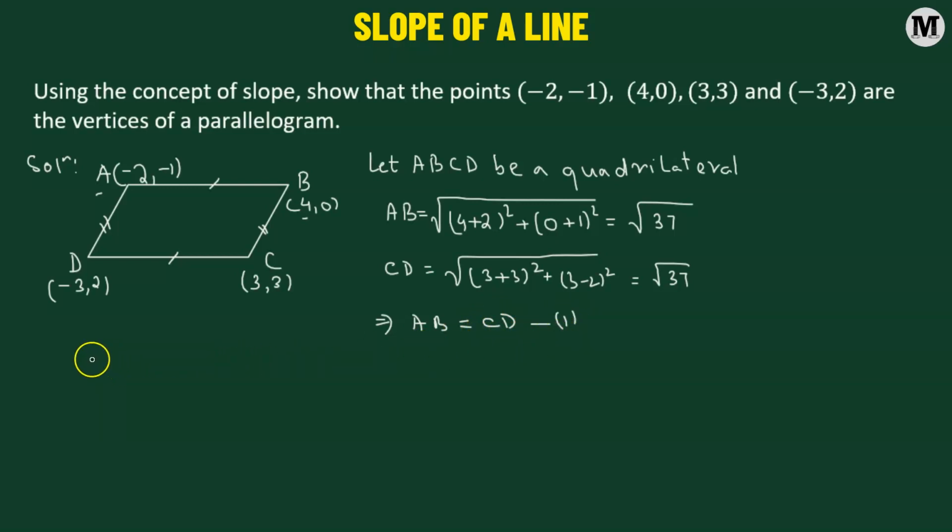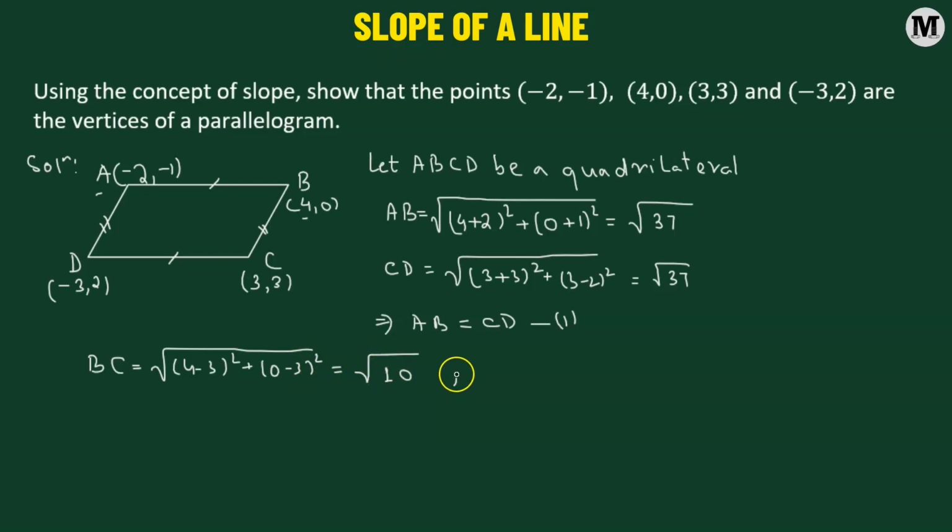Let's calculate the length of BC. So BC is going to be, we'll take the square root. Underneath the square root, we need the difference of the x coordinate. So we'll do 4 minus 3 squared. Added to the difference of the y coordinate. So we have 0 minus 3 squared. So this will be equal to square root of 10.